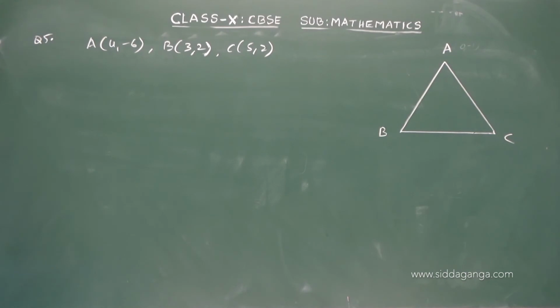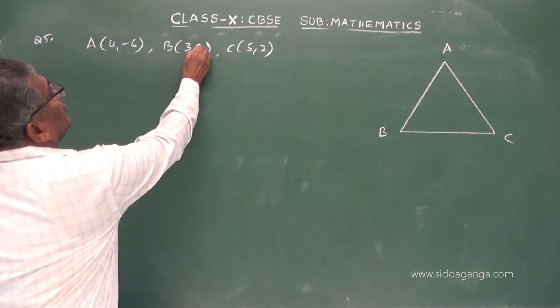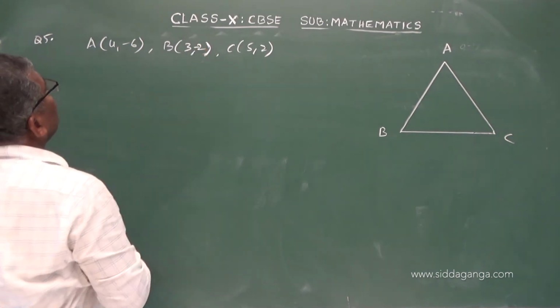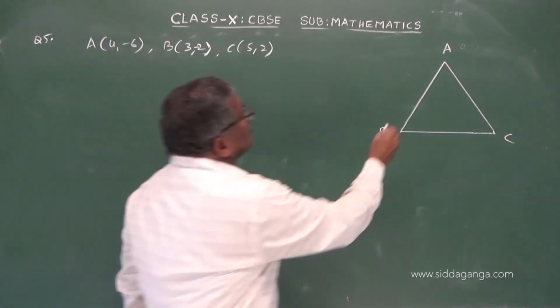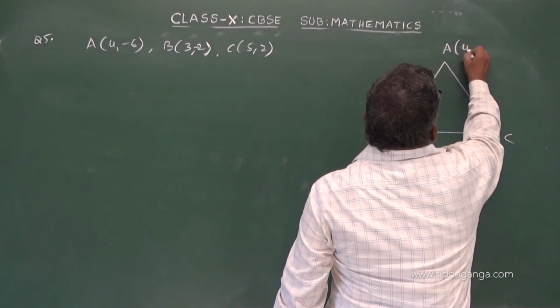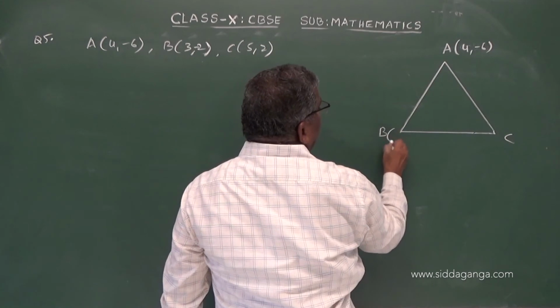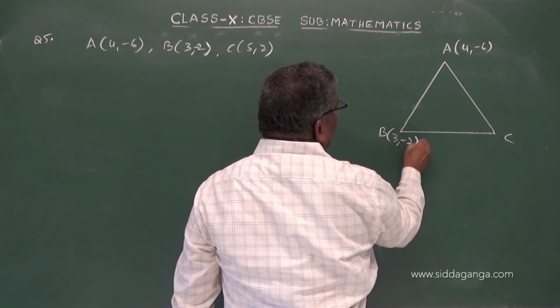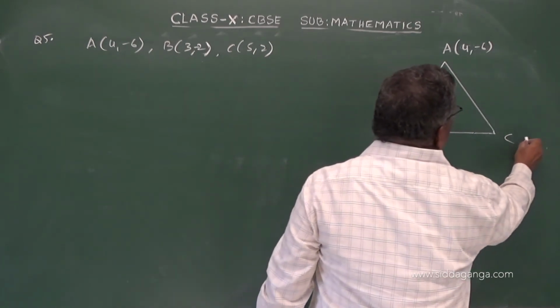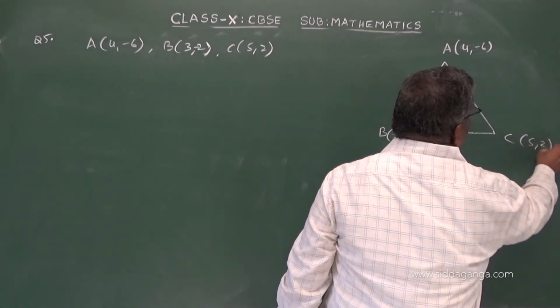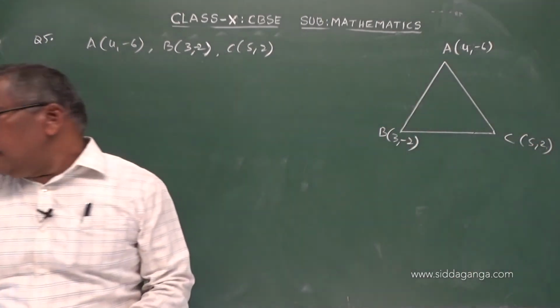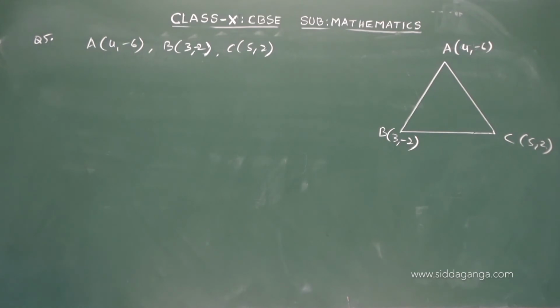A is (4, -6), B is (3, -2), and C is (5, 2).